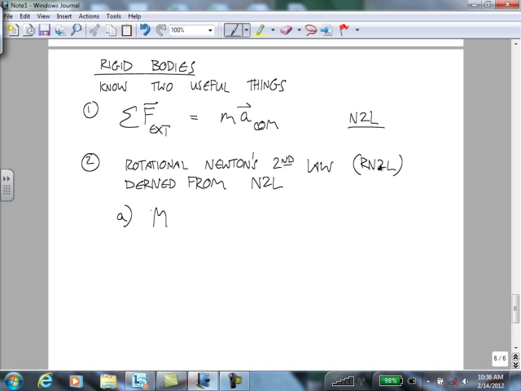So first of all, the sum of the moments about a body's center of mass, about the rigid body's center of mass, is equal to the moment of inertia about the center of mass times the angular acceleration. This one is always true.